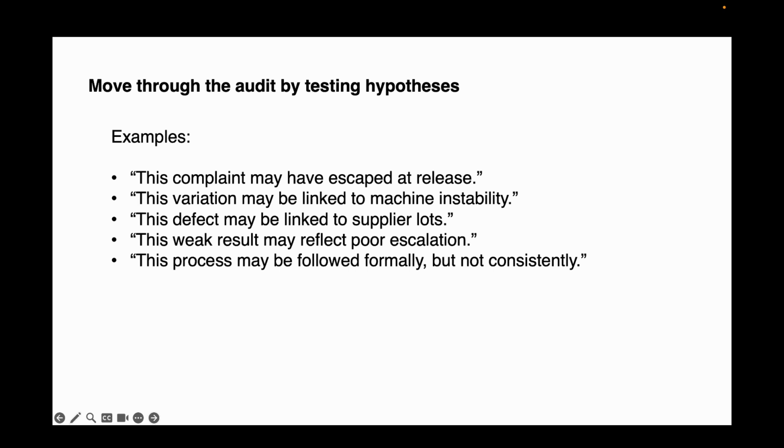This is another important idea for less experienced auditors. Move through the audit by testing hypotheses. So do not just move through activities. Move also through possible explanations. For example, this complaint may have escaped at release. This variation may be linked to machine instability. This defect may be linked to supplier lots. This weak result may reflect poor escalation. Or this process may be followed formally but not consistently.